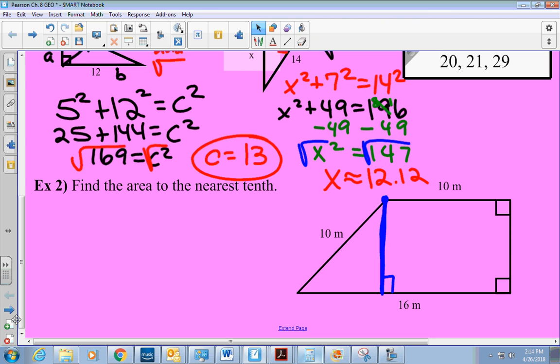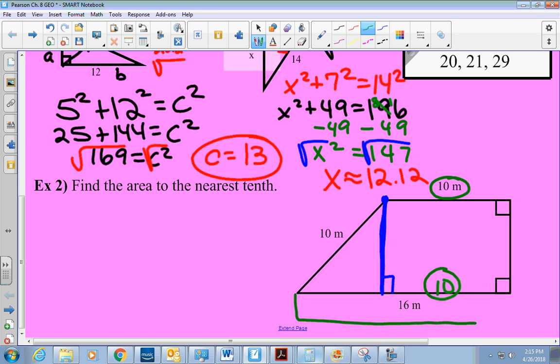So if the distance from here to here is 10, the reason we know it's 10 is because it's written on the top. So if this distance from here to here is 10, this distance from here to here is 16. The reason we know it's 16 is because it's written on the bottom. Joe, what is this distance from here to here? 6. From here to here is 6.